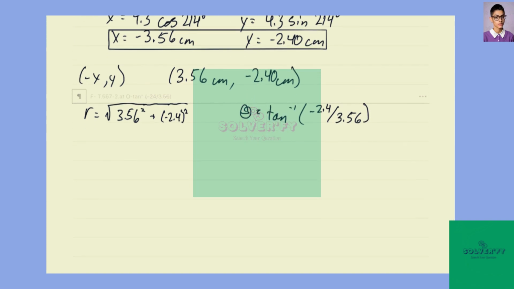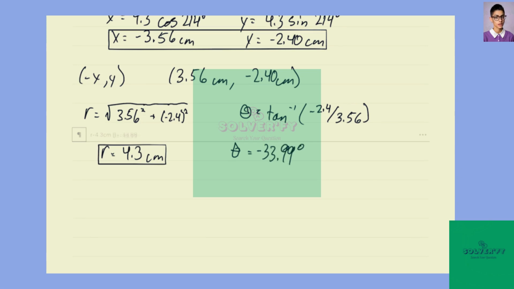This gives us an answer that r equals 4.3 centimeters and theta equals 33.99 degrees, which when you add 180, theta equals 214 degrees.